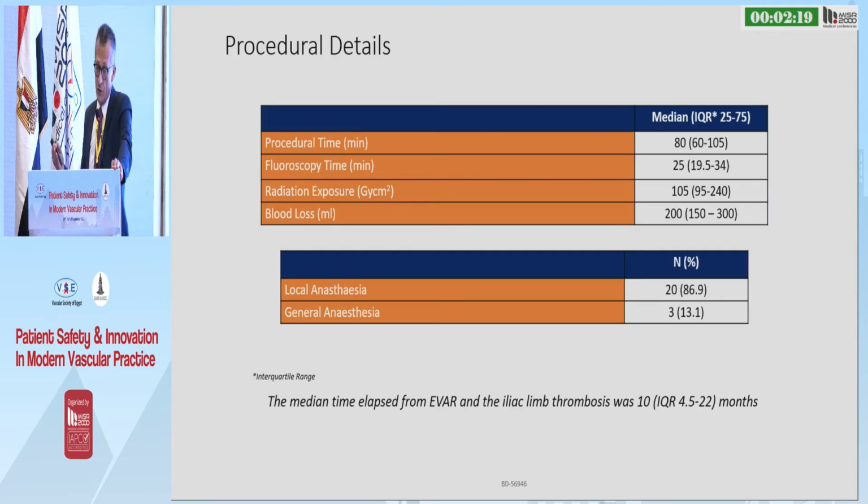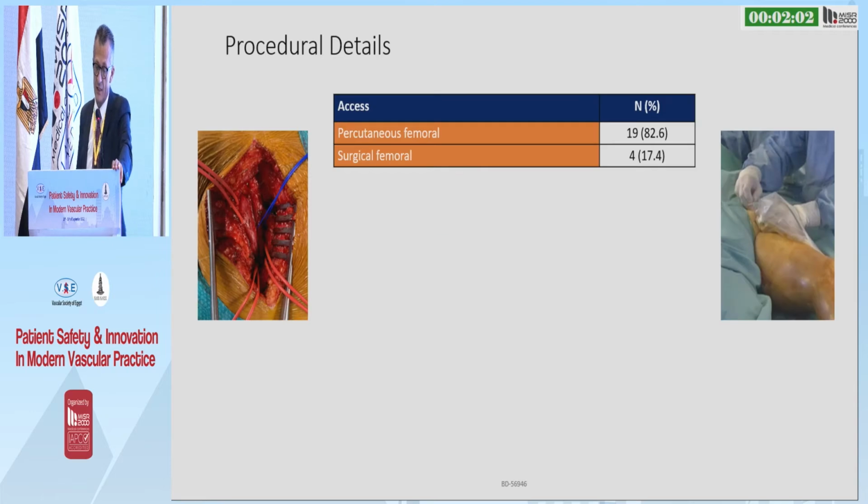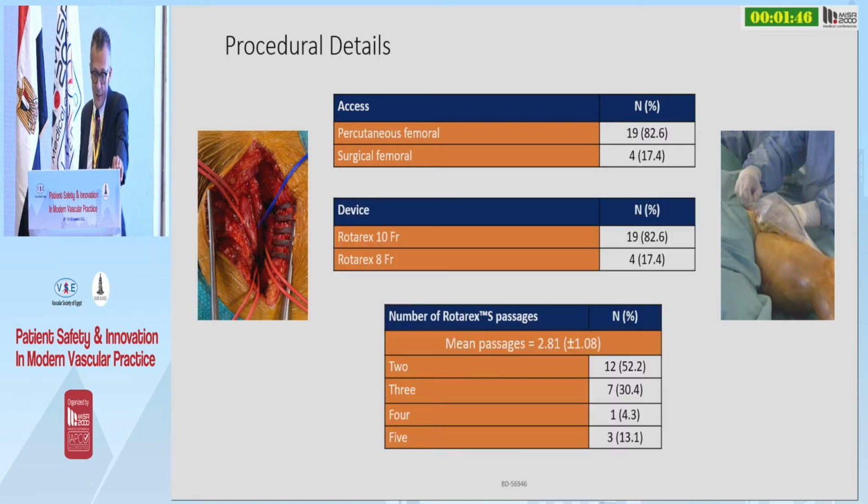The median procedural time is 80 minutes, and the blood loss is acceptable, around 200 milliliters. Around 90% of patients were treated in local anesthesia, and around 80% of patients with a totally percutaneous approach, using a percutaneous closure device at the end. We did a surgical cut down in just 4 cases.